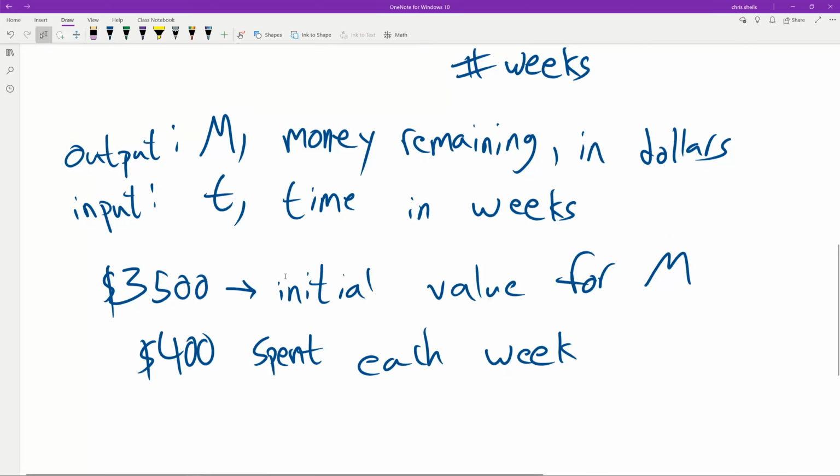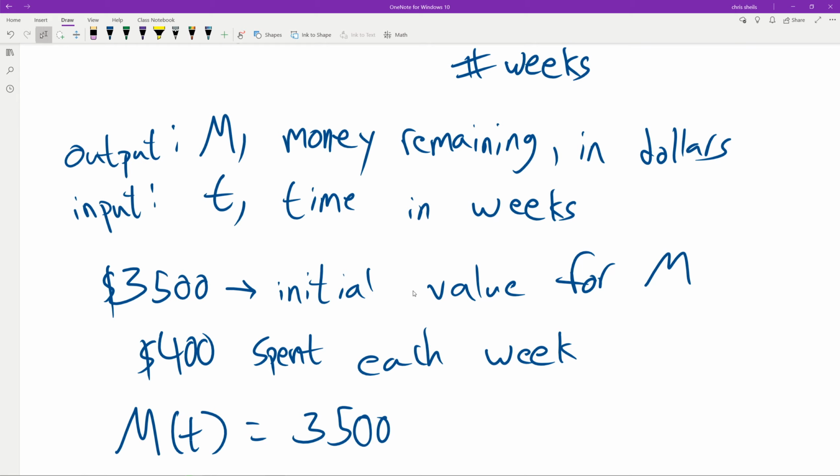So I believe that this allows us to set up an equation or formula. M of t is equal to 3,500, which is our initial value, minus 400 times t. Because 400 is my rate of change. Really, it's negative 400 is my rate of change because the amount of money in Emily's bank account is decreasing by $400 a week. Now, I have a formula.